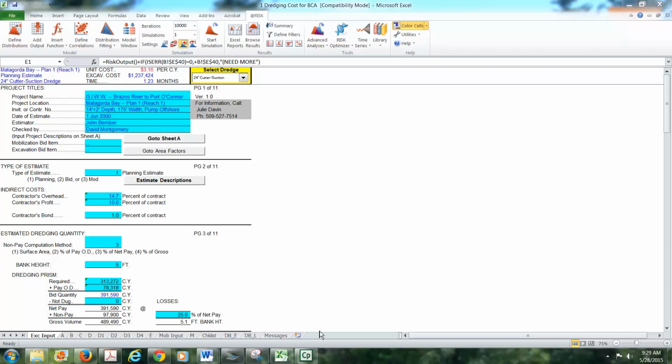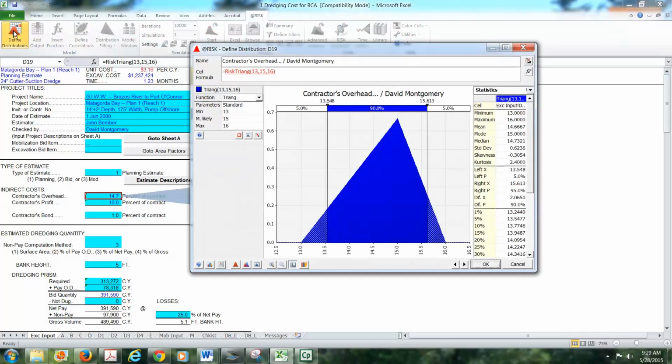We're not going to explore that. We're going to stick with this tab right here, which is what is used to calculate the unit cost of dredging up here. So there are a number of things, and we're going to begin right here with indirect cost. I'm going to put my cursor in this cell and pull up the defined distributions so we can look at the distribution in here.